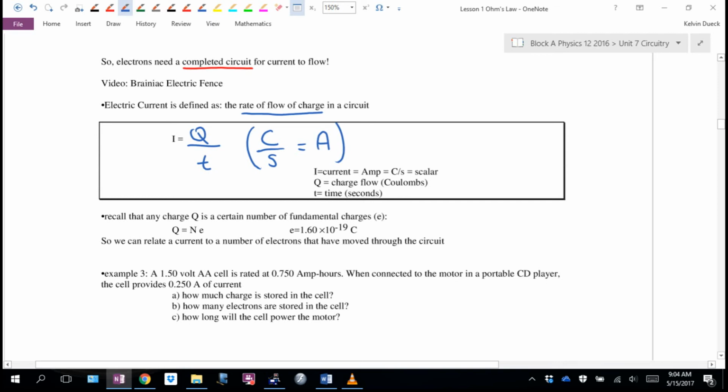Also recall that any charge Q is a certain number of fundamental charges. So if you know the charge in coulombs, you actually know how many electrons or how many protons are in that charge. You just divide it by 1.6 times 10 to the negative 19 to find out how many there are. So you can actually relate a current to the number of electrons that have moved through a circuit.